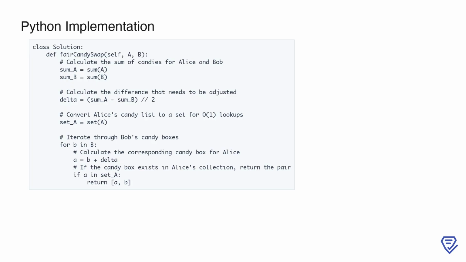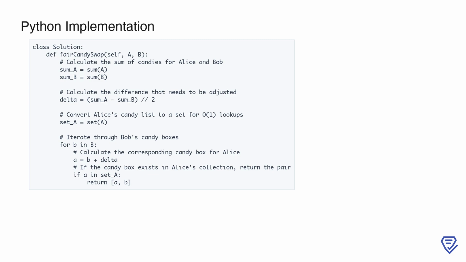Determine the difference to balance. The variable delta is calculated as (sum_a - sum_b) // 2. This represents the difference that needs to be adjusted between Alice's and Bob's collections to equalize their totals after the swap. Dividing by 2 ensures we find the single candy box difference each must exchange.